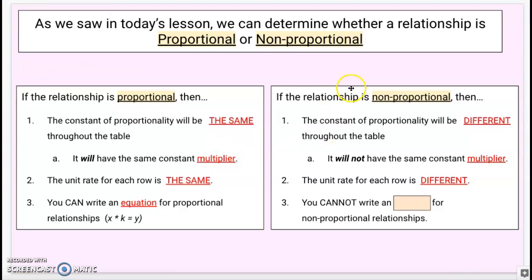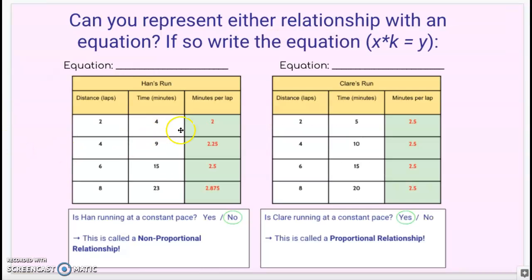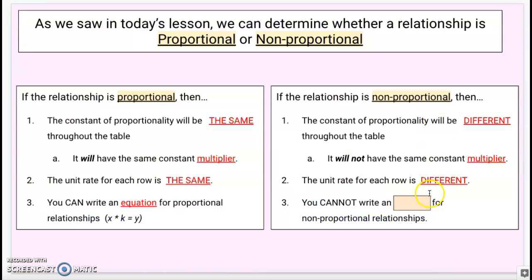If you have a non-proportional relationship where it does not have that constant of proportionality, that third column is all over the place. If it's non-proportional, then you cannot write an equation. You don't have a constant of proportionality to use to write your equation. Go ahead and take a moment and write this down.